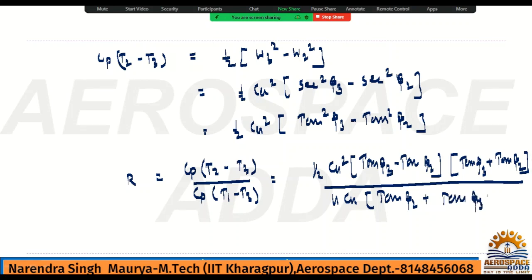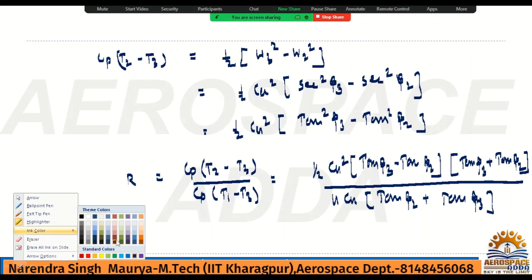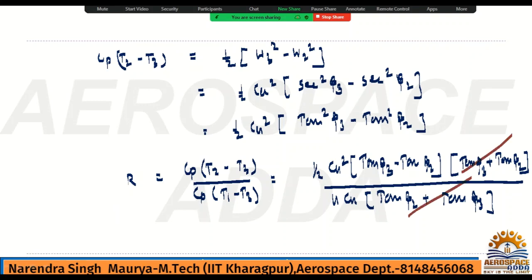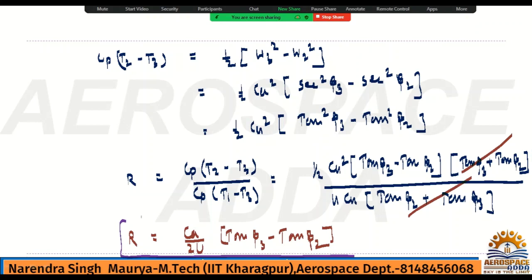Now you have got the derivation also. I told you it's only 4-5 lines. This value will be cancelled out. So finally, R is equal to Ca by 2U in bracket (tan beta 3 minus tan beta 2). This is the degree of reaction. Anyhow, you need to remember this final result, because GATE questions are asked based on it. If you know the formula, you can hit the question directly. So this is the degree of reaction for the axial flow turbine.